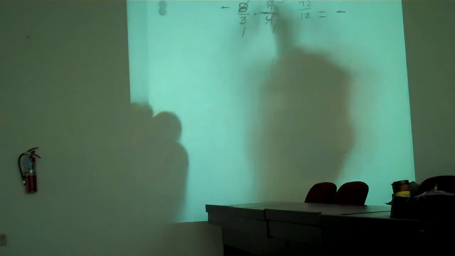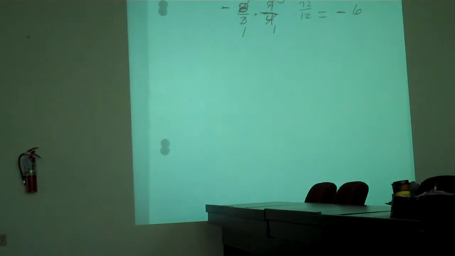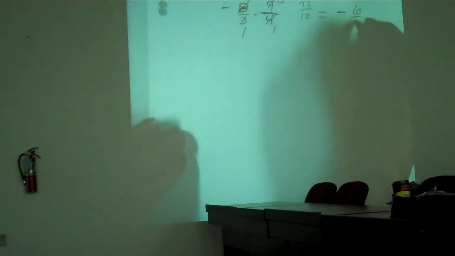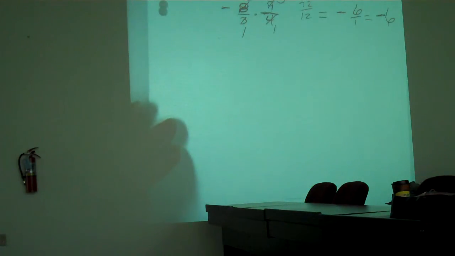Okay, so 2 times 3, 6 over 1, that's just 6, right? 6 over 1 is the same as just 6. Don't forget to carry your sign into your answer.